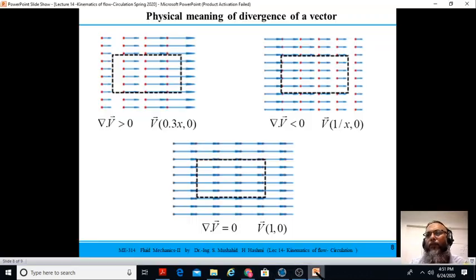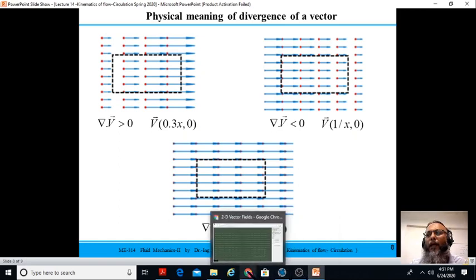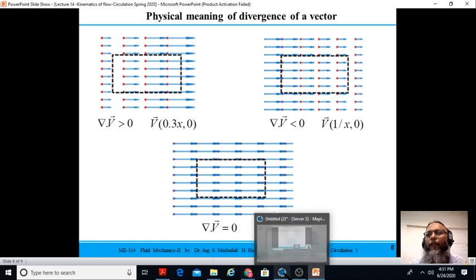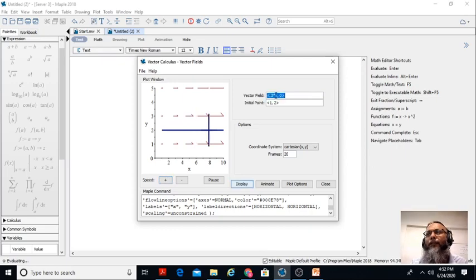And if we go to this example of negative flux, my example velocity vector would be 1 by x. So let's say I put 1 by x as my one component of the velocity, because as x is increasing the magnitude is decreasing.